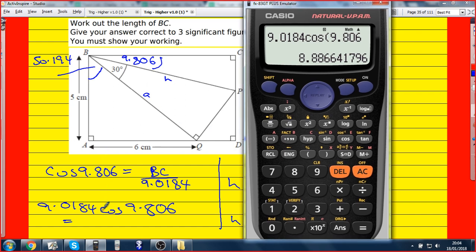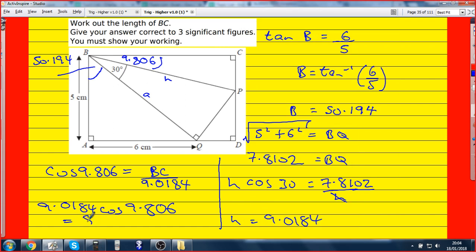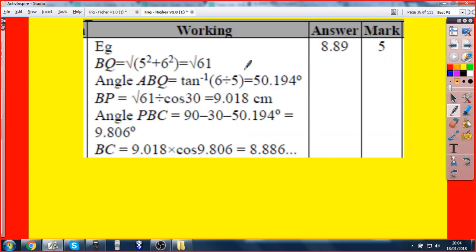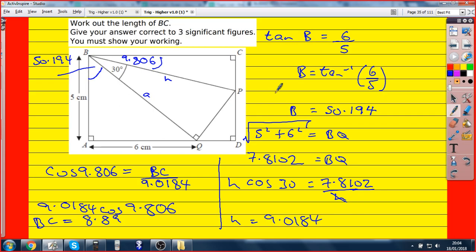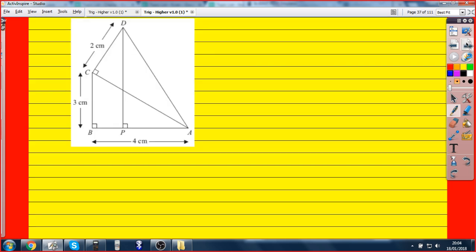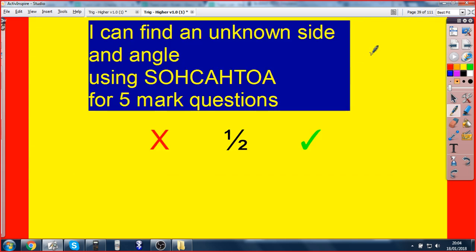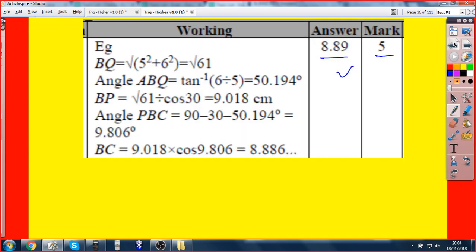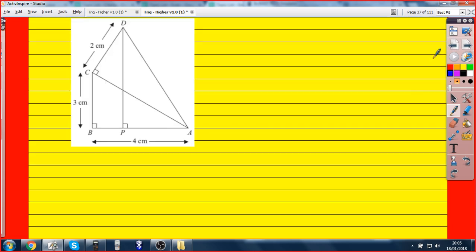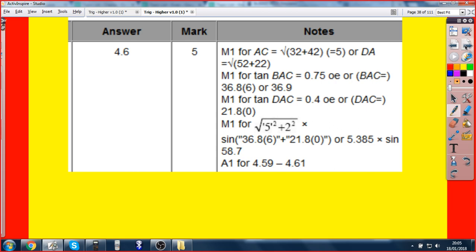So what will this be? 8.889, so 8.89. And we hold our breath and check. And that is it, 8.89. And that's 5 marks. That'll probably be the last question on the paper. Yeah, we didn't get onto that one. But yeah, I can find an unknown side and angle using SOHCAHTOA for 5 mark questions. I think so. I just have to remember which bits to do, really. You got it. Well done. I just let you go to actually finish it because it was so big.